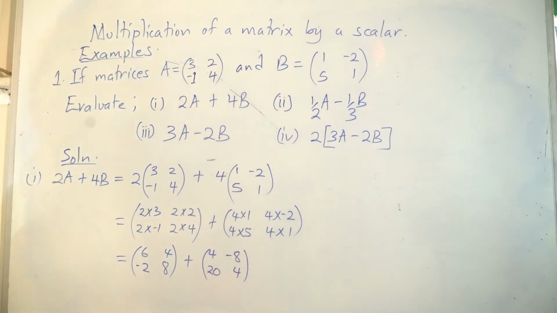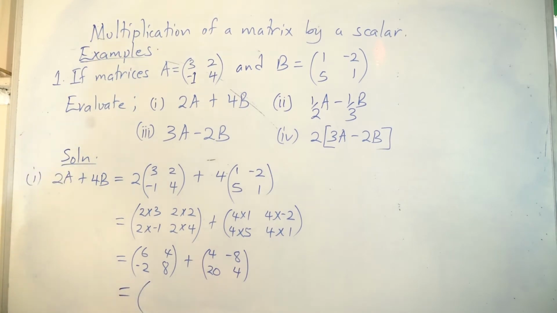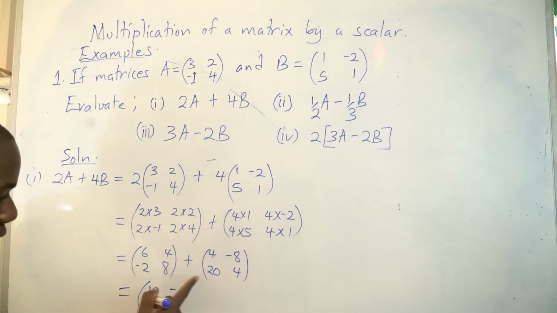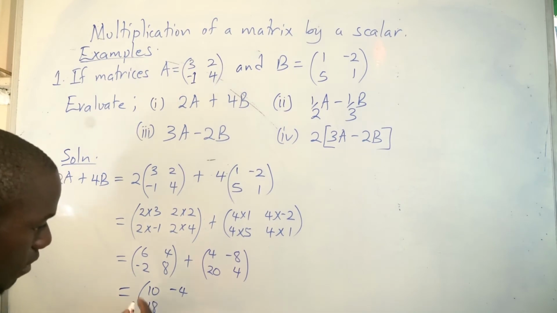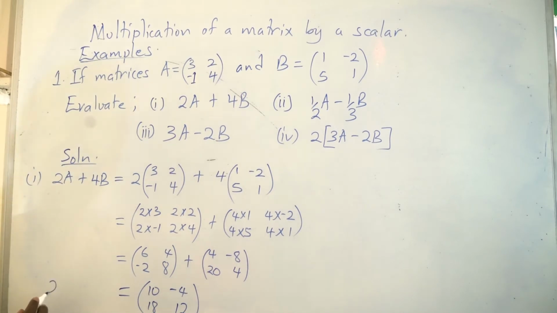Now this takes us back to the previous lesson. Sorry, that was lesson 2 about the addition. So we added corresponding elements. So quickly, this is going to be 10, then negative 4, then 18, then 12. So this is my 2A plus 4B.